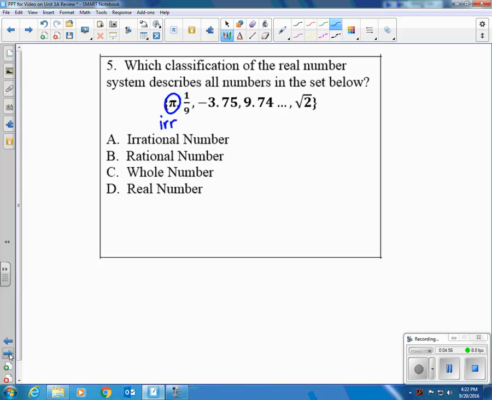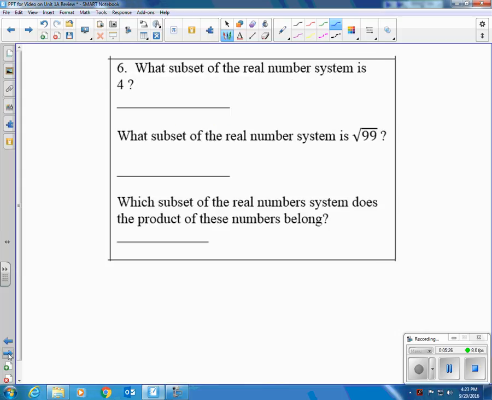However, I'm going to look at the very next thing right here, this 1 over 9, or even this -3.75. These two are both showing me that these are rational numbers. These are my decimals, my fractions. So immediately, since I have something on the left side being rational and something on the right side being irrational, my only classification for all these numbers is real numbers. Because if I have both rational and irrational in the same set, that's as small as I can get, is real numbers.